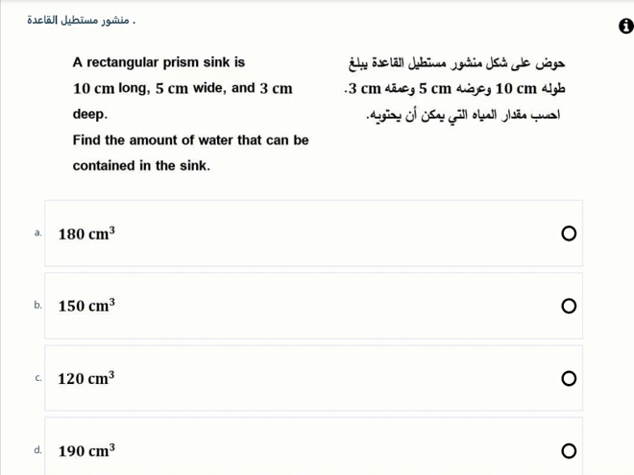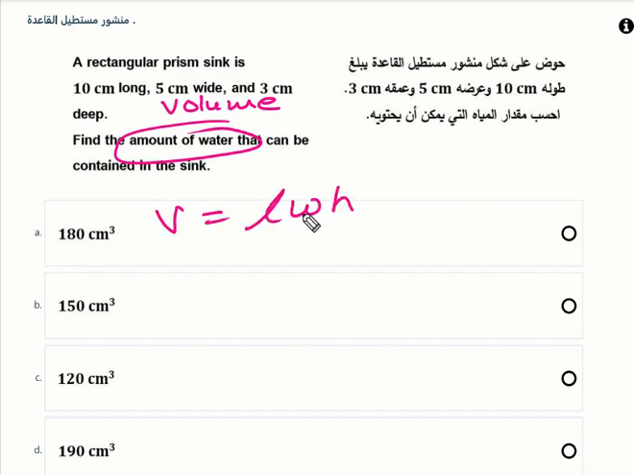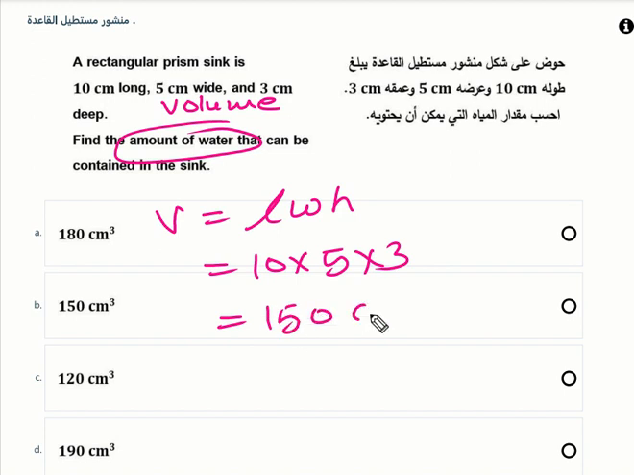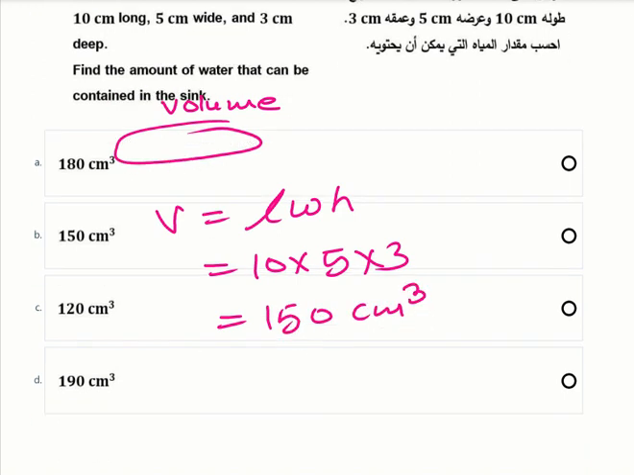I told you in the class also that amount of water means we are talking about volume, okay, capacity. So the volume of the rectangular prism is length multiplied by width multiplied by height, which means 10 multiplied by 5 multiplied by 3, and it is equal to 10 times 5, 50, 50 times 3, 150 centimeter cube. Okay, like this you can solve this question.